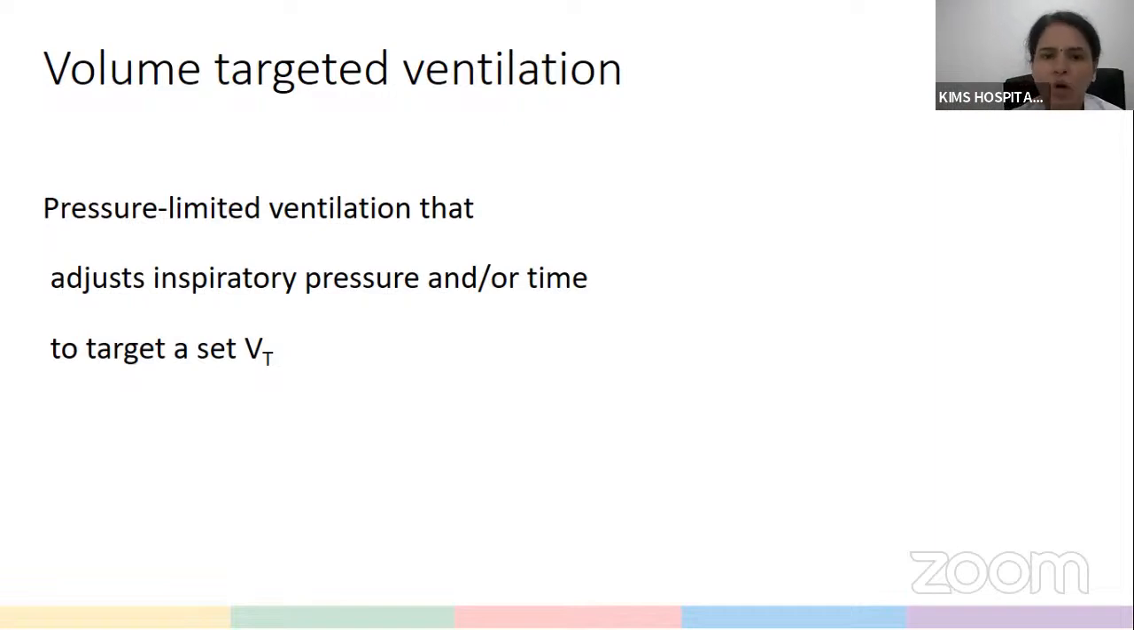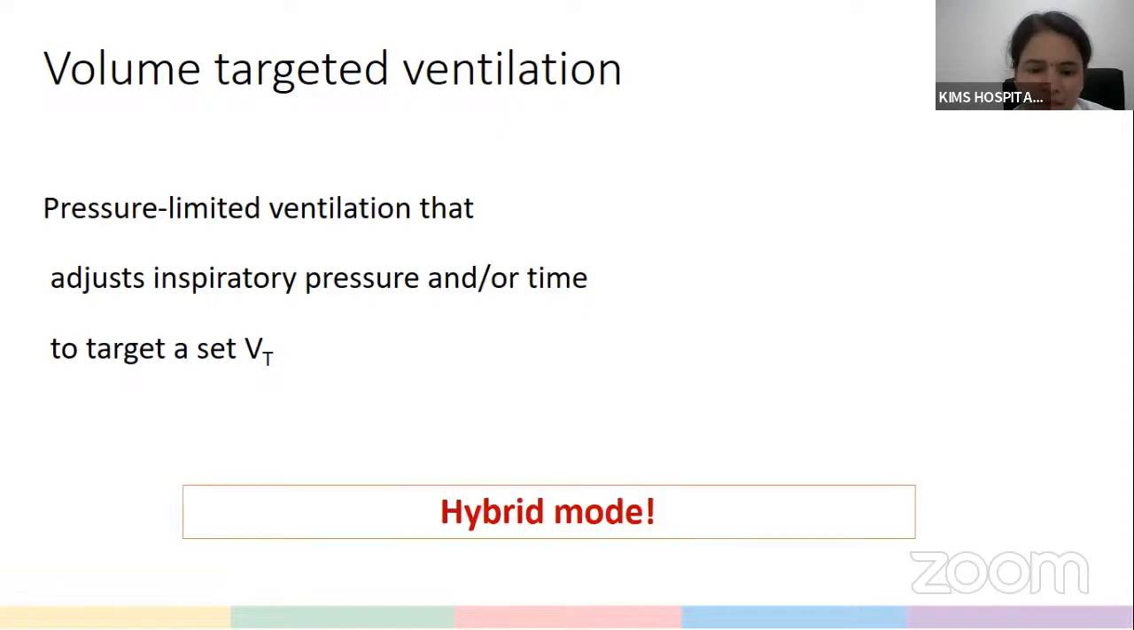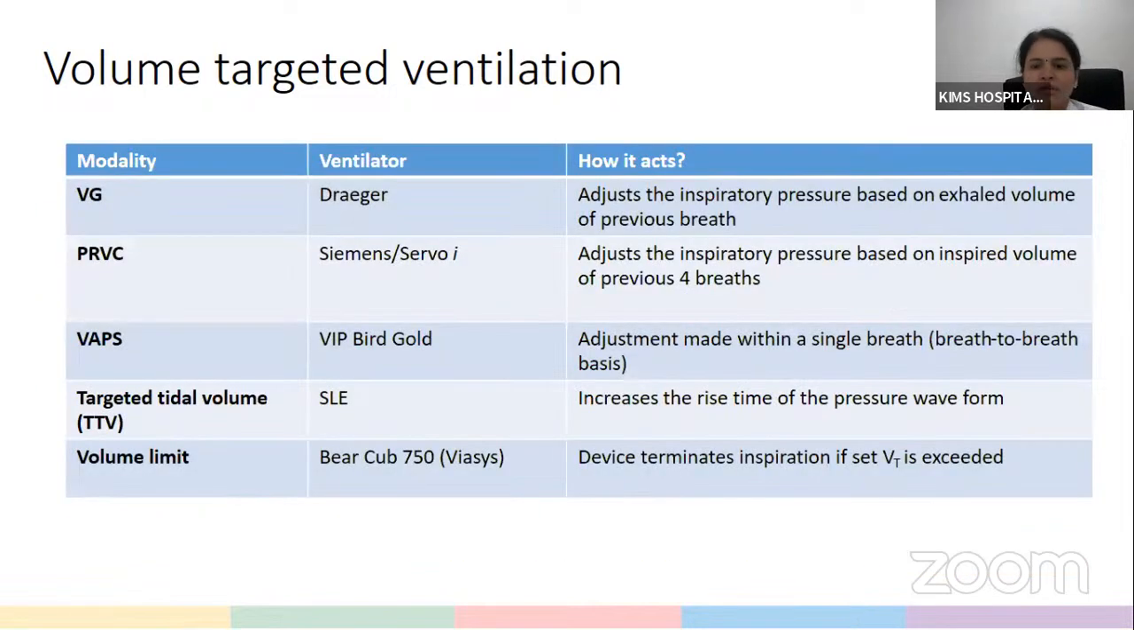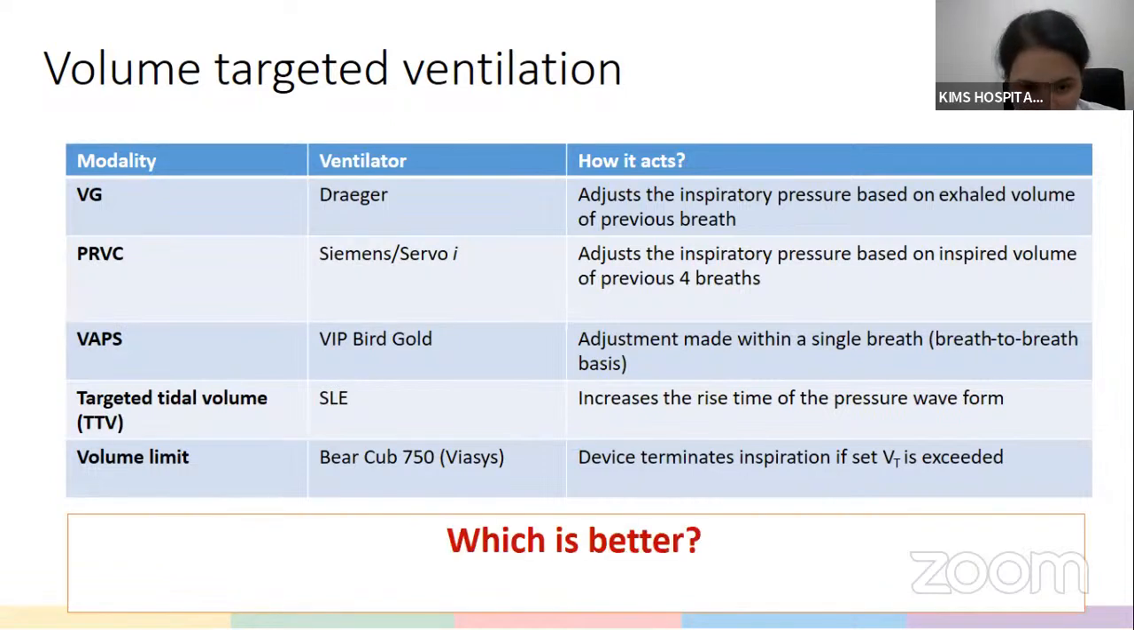So it's not exclusively volume control ventilation. It's not completely pressure control ventilation either. Every breath is actually a pressure limited breath. That is, it comes with a set PIP, but that PIP is not always constant. It varies. It is adjusted based on the tidal volume of the previous breath, and we actually decide the preset target tidal volume. So it's a kind of hybrid mode. It comes with different settings in different ventilators. For want of time, let's only discuss the VG mode, which is available in the Draeger ventilator. So here the inspiratory pressure is based on the exhaled or the expired tidal volume of the previous breath.